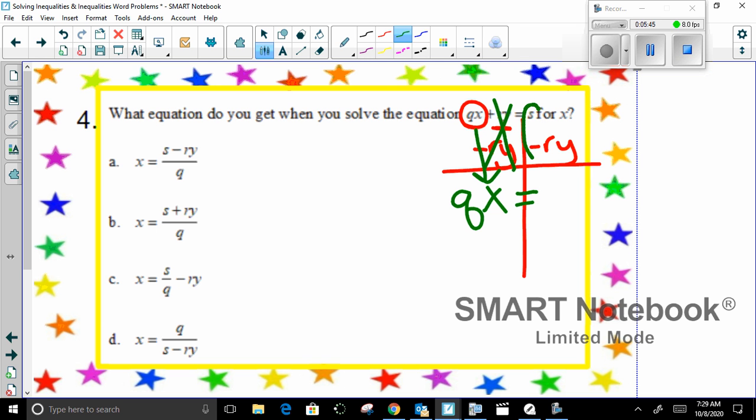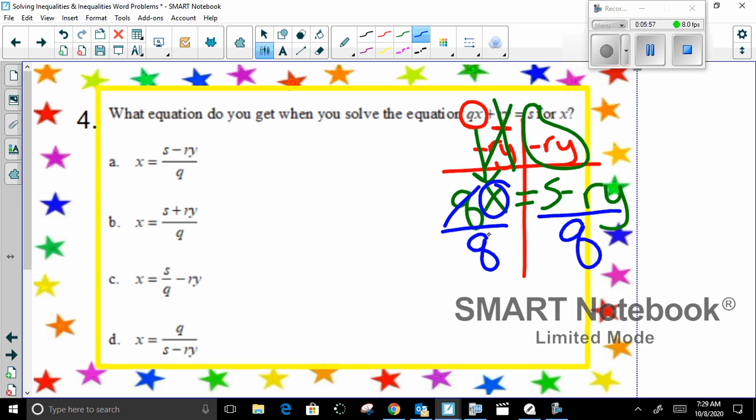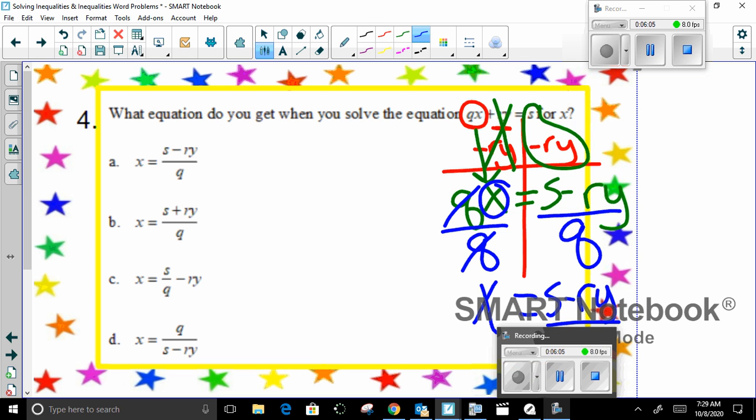Can I subtract s minus ry? I can't, so just rewrite it. Now let's go ahead. I want to get x by itself, so I've got to divide by q. Since they're next to each other, it's multiplication. The opposite is division. So x equals s minus ry divided by q, which looks to me like it's option A.